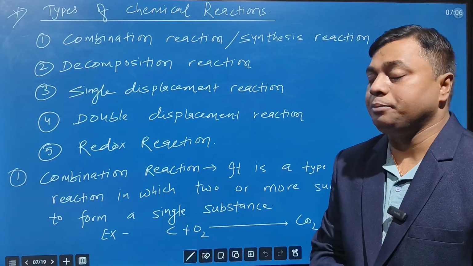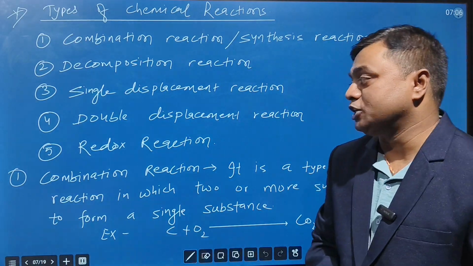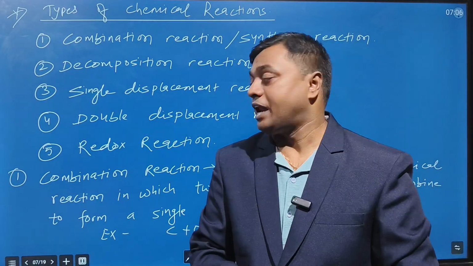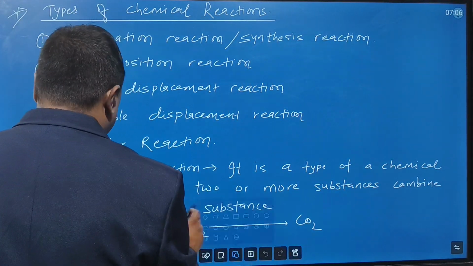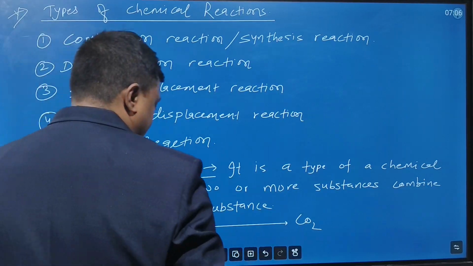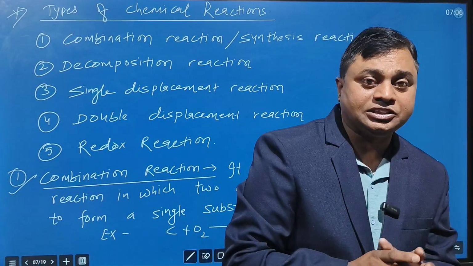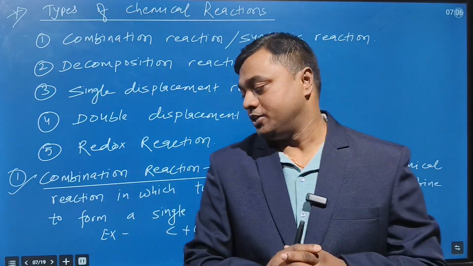We have various types of chemical reactions like combination reactions, decomposition reactions, single displacement reactions, double displacement reactions and redox reactions. First one, combination reaction. What do you mean by combination reaction? It is a type of chemical reaction in which two or more substances combine to form a single substance.